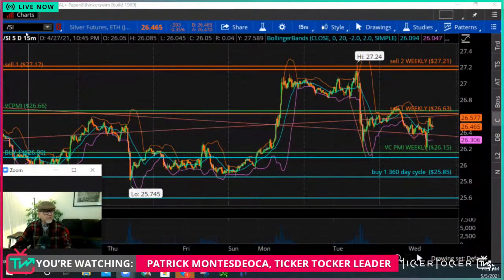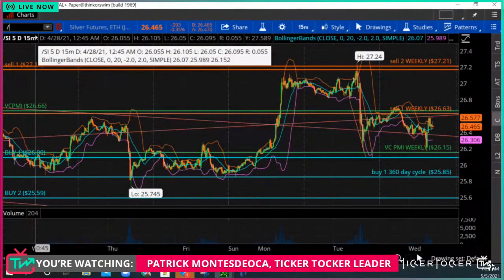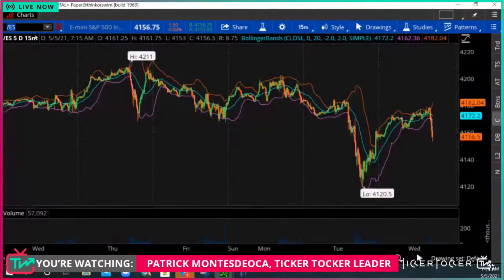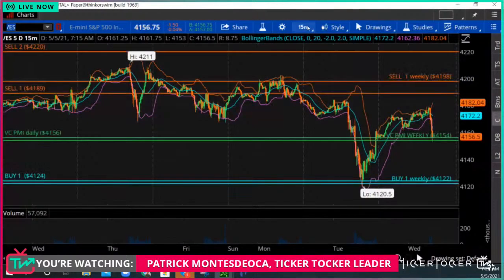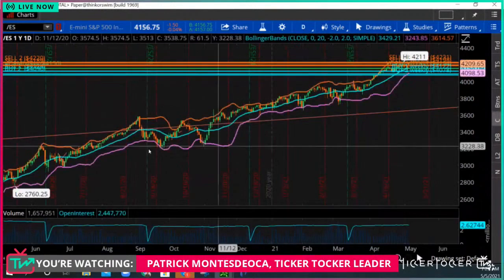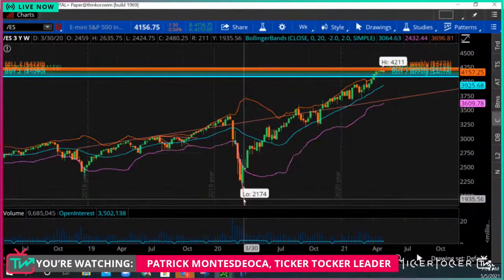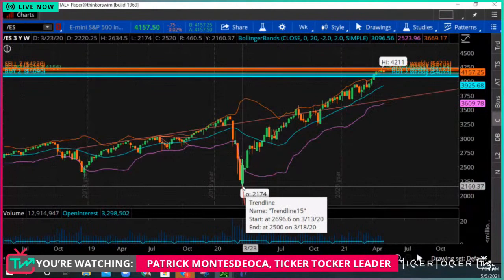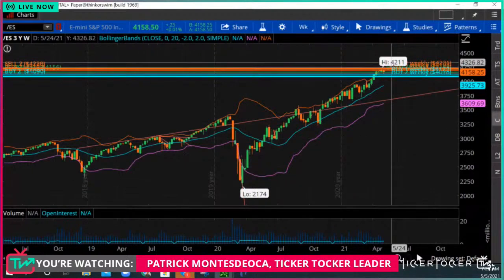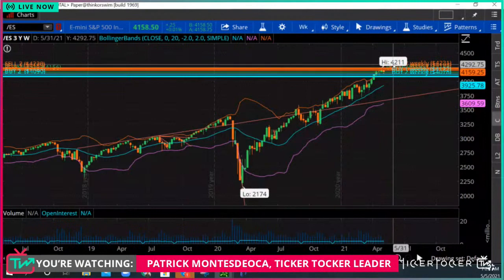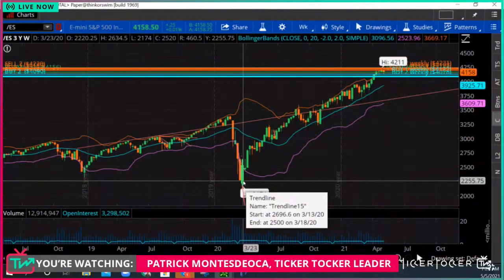When you take a look, obviously, at the mini back then, you can see what I'm talking about here. And we traded 21.74 on March 23rd. And we're at 42.11. Wow. What an amazing move. In the face of a pandemic.